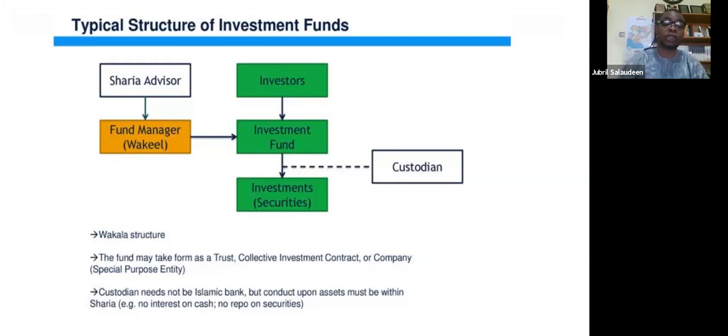So you have a wakil structure, and it may take the form of a trust, a collective investment contract, or a company special purpose entity. The custodian needs to be an Islamic bank, and conduct upon the asset must be within the Sharia. Usually they will give you a financial institution, but since you are putting money into an investment fund that is Sharia compliant, you also need the bank, which is the deposit money fund, to also be an Islamic bank so that the money is compliant all through.